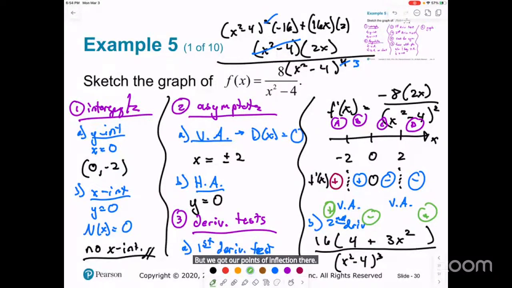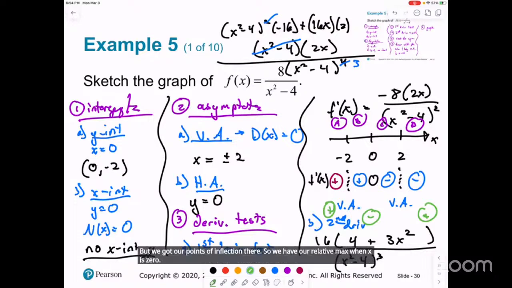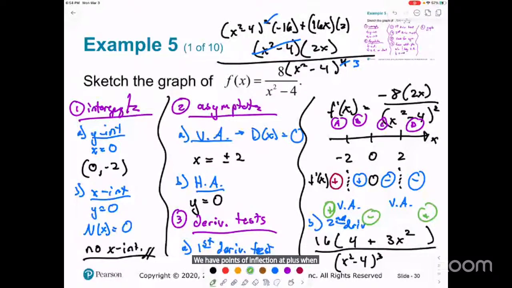So we have our relative max when x is 0. We have points of inflection when x is plus or minus 2. Okay, we're going to do our best to put all this together. I'm going to bypass the test for symmetry right now, just for the sake of time. I'm going to bypass a few additional points. Let me see, x-intercepts. We have enough to put it together, right? Let's kind of go with this.